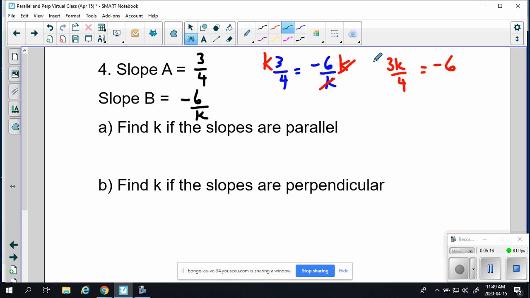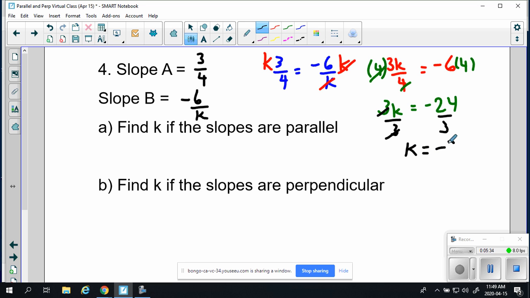So then I'm going to try and kill my denominator over here. So I will multiply both sides by 4. 3k is equal to negative 24. Last step, we will divide both sides by 3. And k is equal to negative 8. And if you put negative 8 in here, you will get 3/4. So in theory, I guess you could have guessed and checked. Because if you know that these two fractions are equivalent, you could have said, oh, wait, if I multiply the top by negative 2 and the bottom by negative 2, then they'll be equivalent, right?